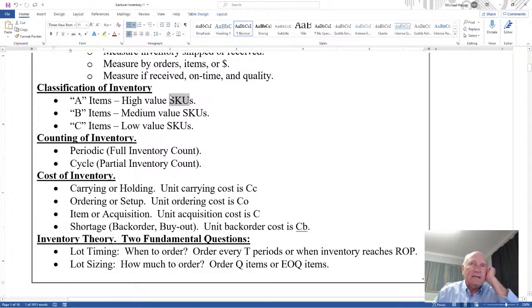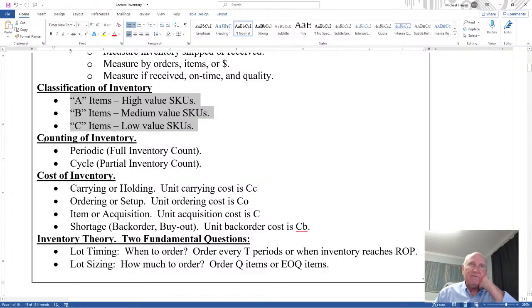Okay, well, high ticket values and high volume are going to be the A items. The low volume are going to be the C items, and the B items are in the middle. Well, ABC classification is extremely valuable, very simple, very straightforward, and probably ABC classification is used more than anything else with multiple item inventories.